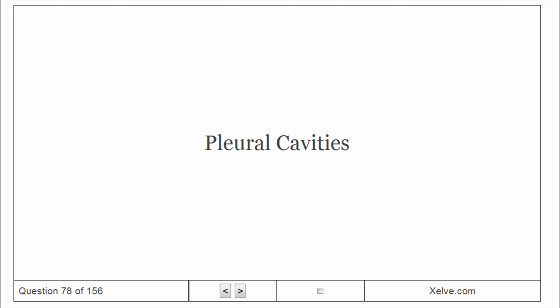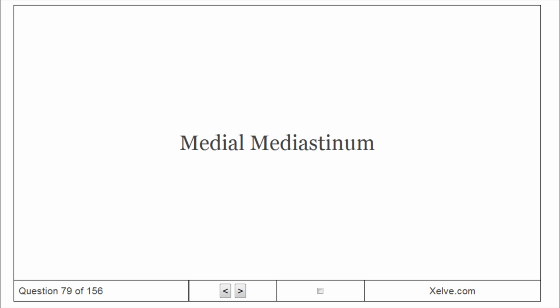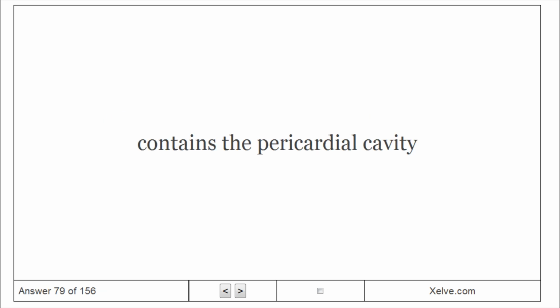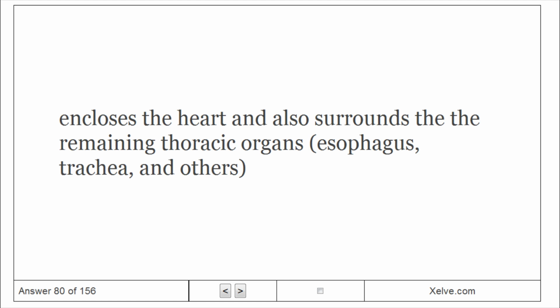Pleural cavities: lateral subdivision of the thoracic cavity, enveloping the lungs, and the medial mediastinum. The medial mediastinum contains the pericardial cavity. Pericardial cavity: encloses the heart and also surrounds the remaining thoracic organs, esophagus, trachea, and others.